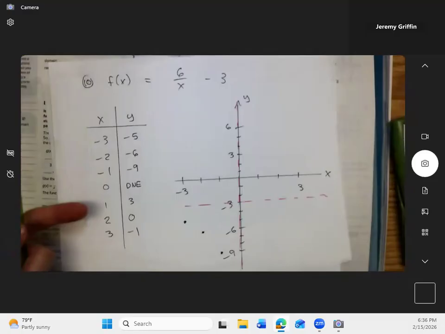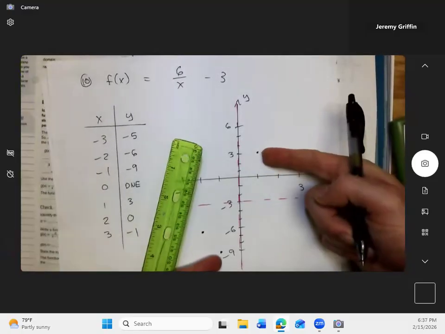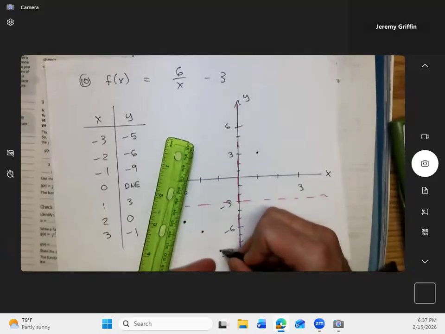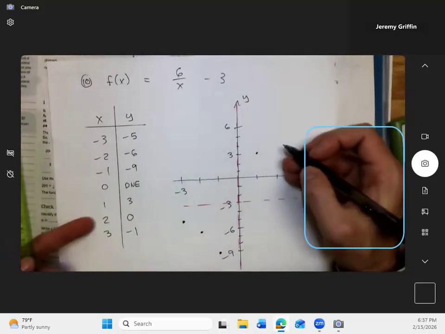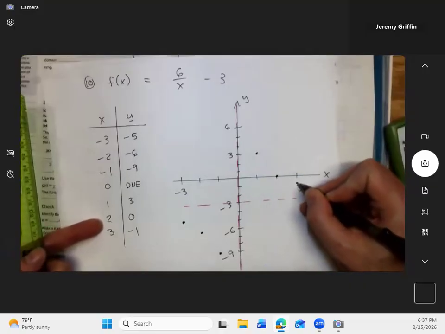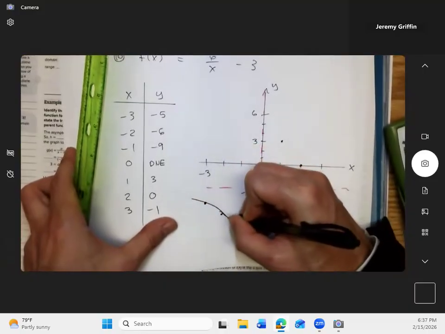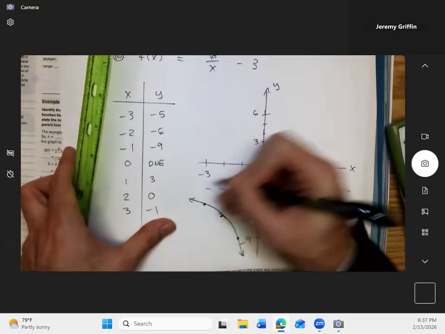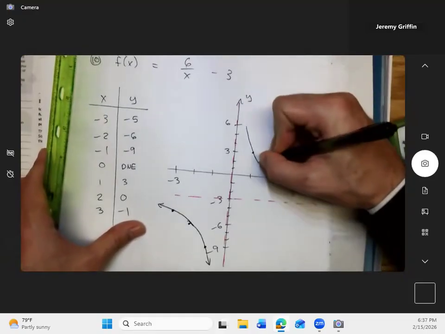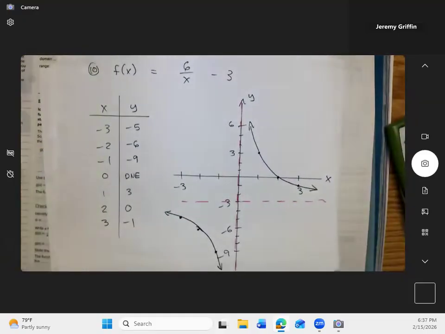Okay, all right, so let's keep plotting these points. 1, comma 3. Ooh, that's here. Notice this jumped from way down here to way up here, because we just crossed the vertical asymptote. 2, 0, 3, -1. Okay. Put it all together, looking like that, like that. Yeah, that's it. There's your graph.